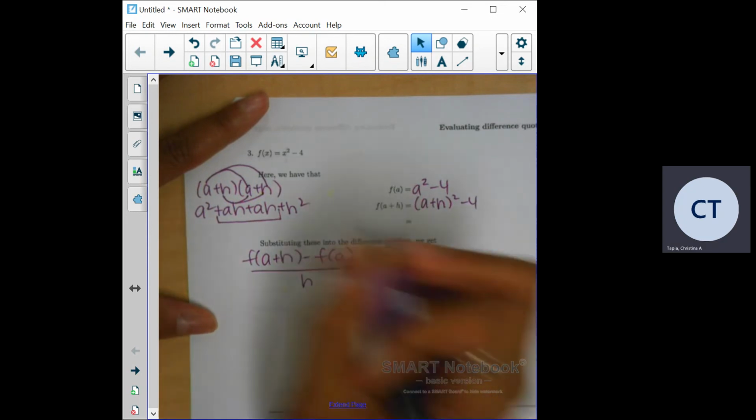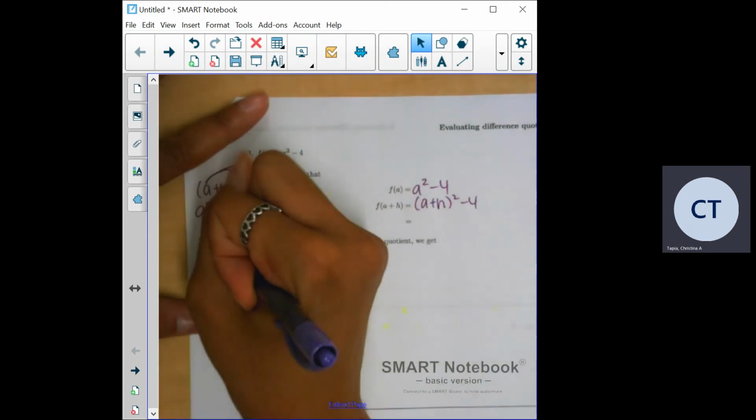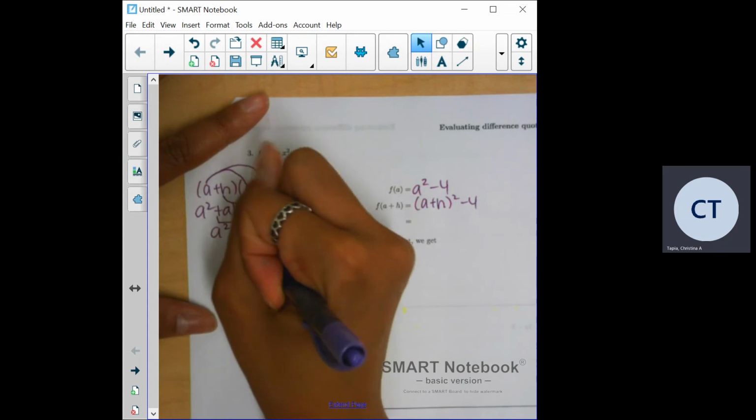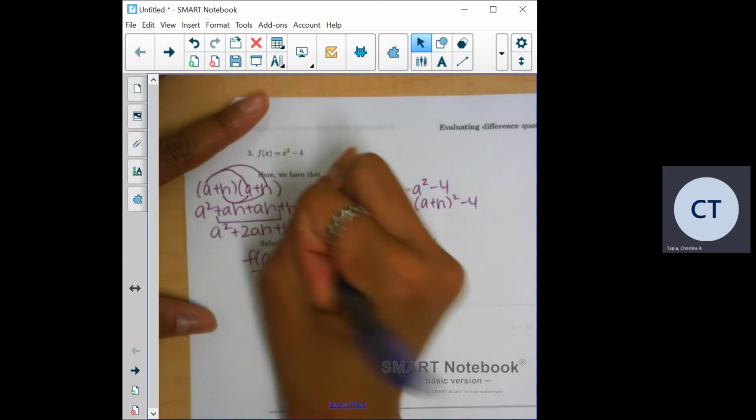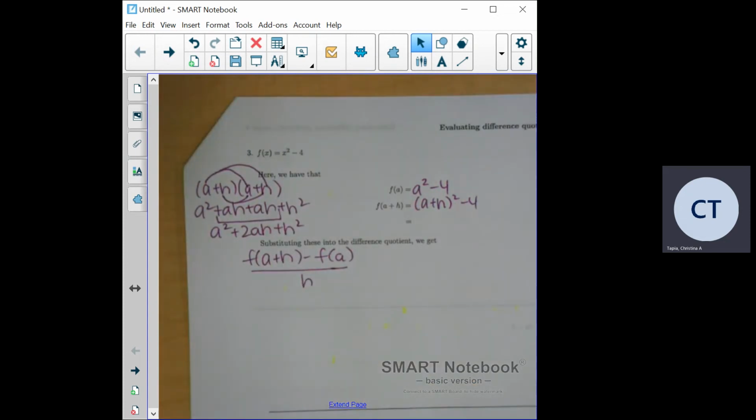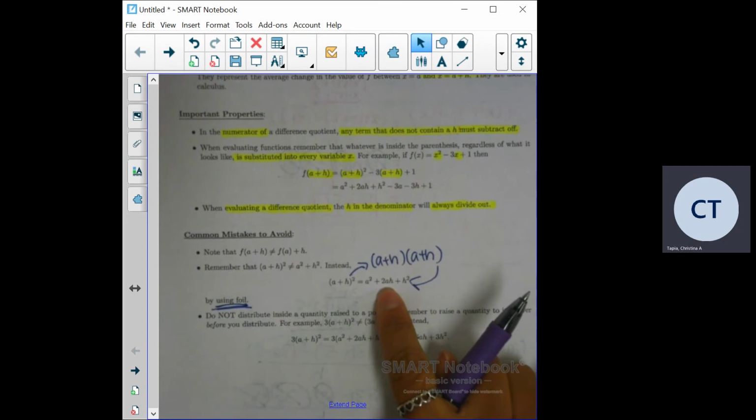Ooh, thank you for not saying a squared plus h squared. This is a squared plus 2ah plus h squared. Use this every single time if you need it. If you notice back on the first page, which I doubt you did, that's the same answer we have here.